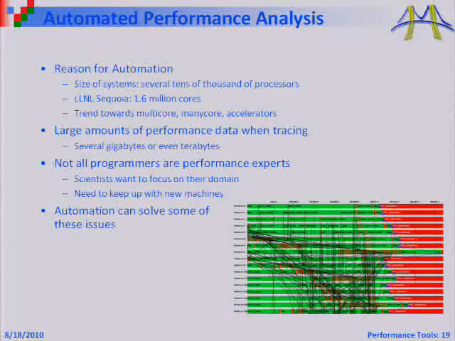Now, with respect to automating the process of performance analysis, the main reason for that is really the size of the machines that we're currently dealing with. So typically now you have machines in the size of tens of thousands of processors. And Lawrence Livermore Lab actually plans to install a system called Sequoia, which is supposed to have 1.6 million cores. And a manual analysis with respect to tracing on the full size of that is just not likely going to work.